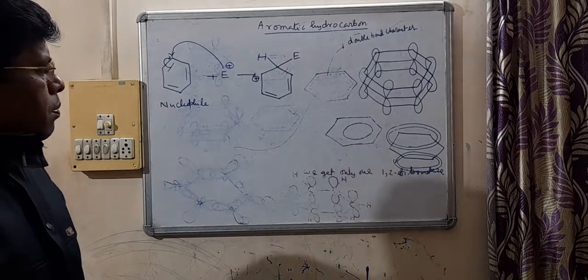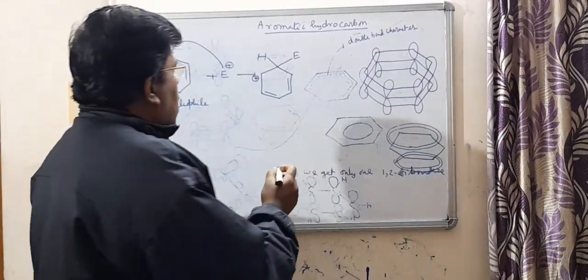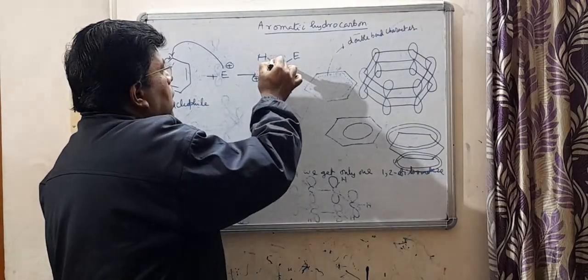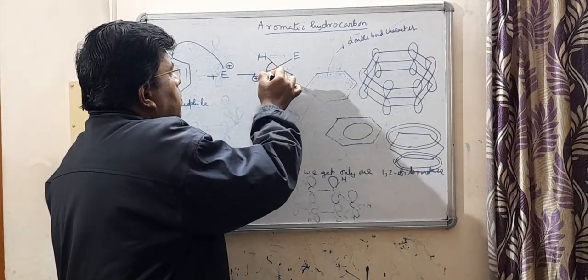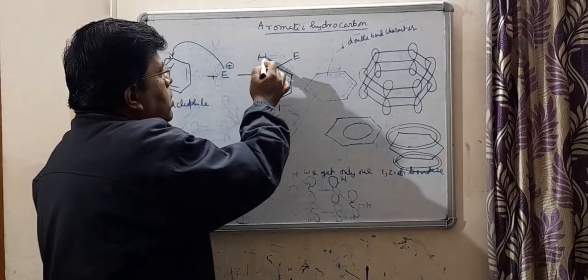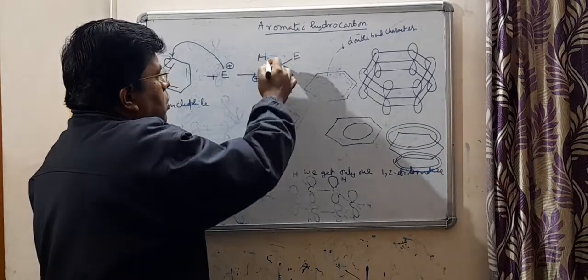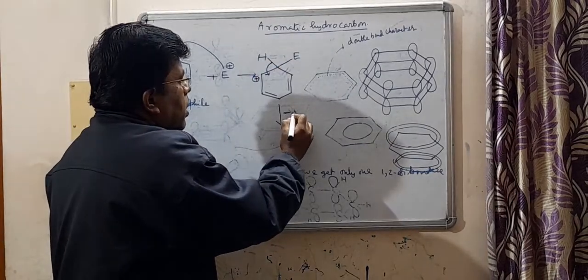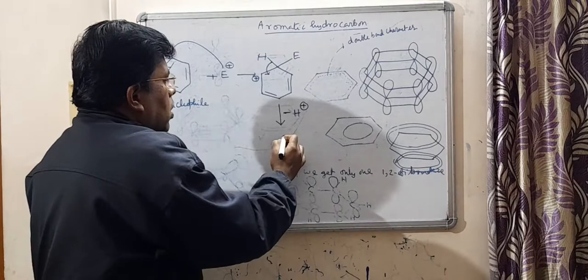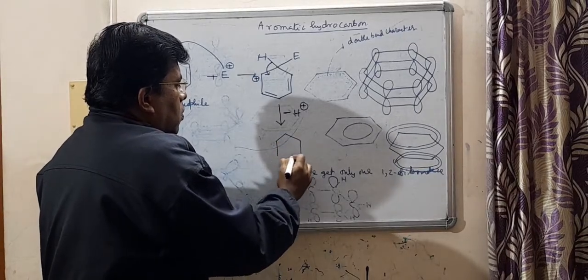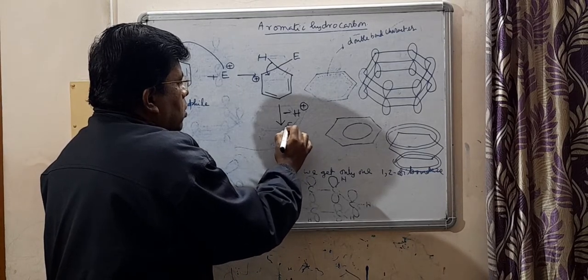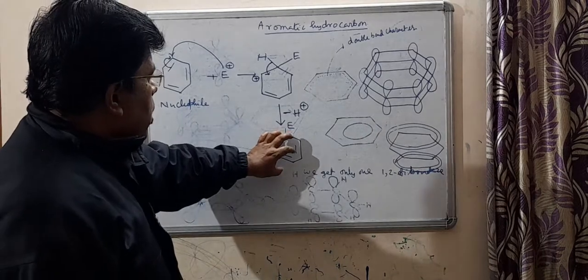And in the next step, what will happen is this bond shifts here, and this H comes out as H plus. That I am writing here, minus H plus. This bond is coming here, so this H comes out as H plus. And we get the product. This is what we get, the product.